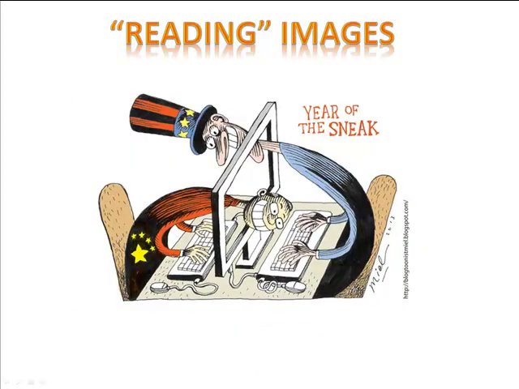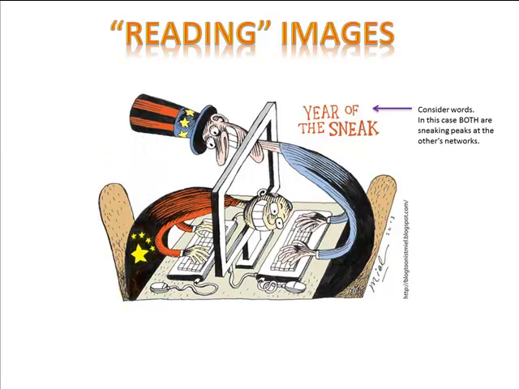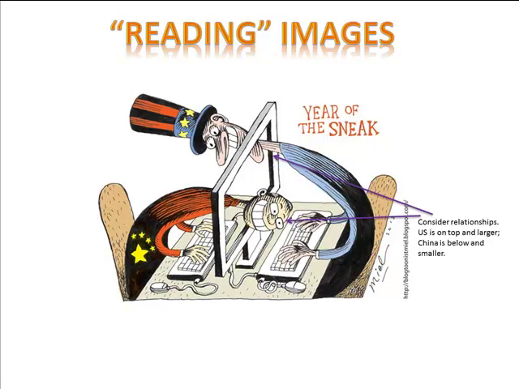And how about this one? Again, consider symbols. The Uncle Sam hat represents the U.S. China is represented by a caricature with a Chinese flag on his butt. Consider words. In this case, both are sneaking peeks at the other's networks. Consider relationships. The U.S. is on top and larger in this image. China is below and smaller.